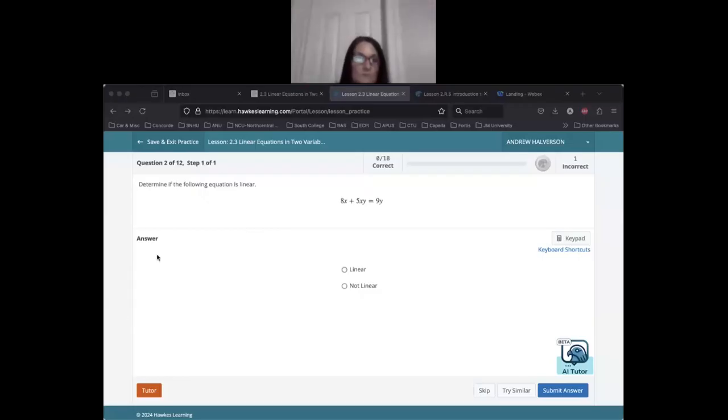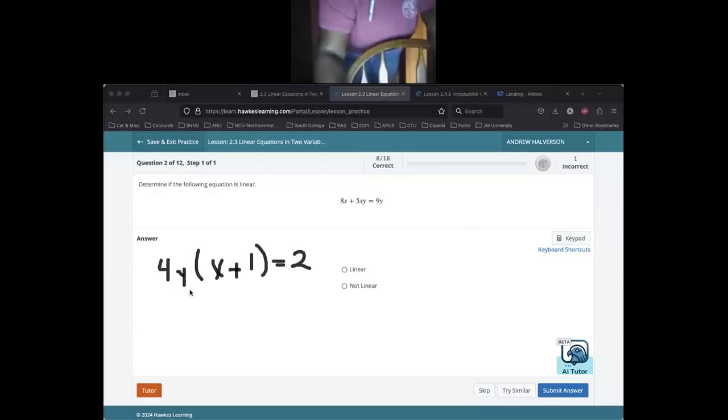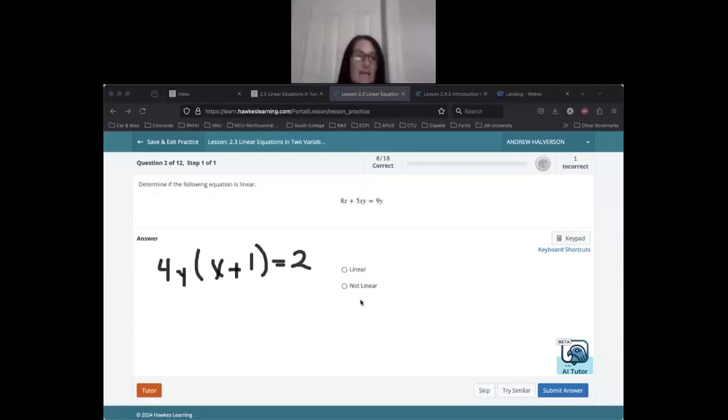Okay, so let me do another one. Something a little more creative than just that. Let's do, I don't know, 4y times (x plus 1) equals 2. Linear or not linear? I would say not, because if you multiply 4y times x, you're going to get 4yx, which has a degree of 2.